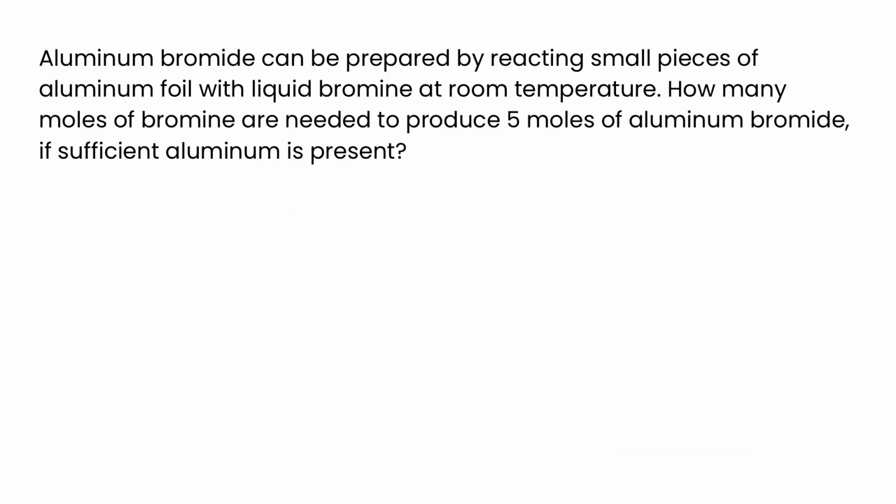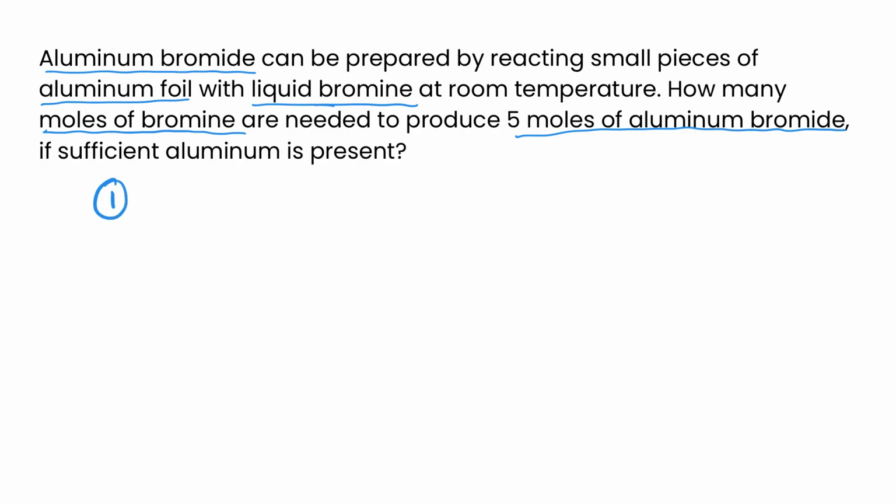Our first example says aluminum bromide can be prepared by reacting small pieces of aluminum foil with liquid bromine at room temperature. I'm just going to underline the compounds that we are reacting here. How many moles of bromine are needed to produce 5 moles of aluminum bromide if sufficient aluminum is present? The first step in stoichiometry is always a balanced chemical equation. So let's start with that.